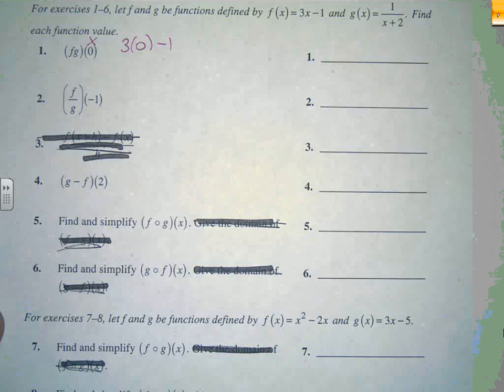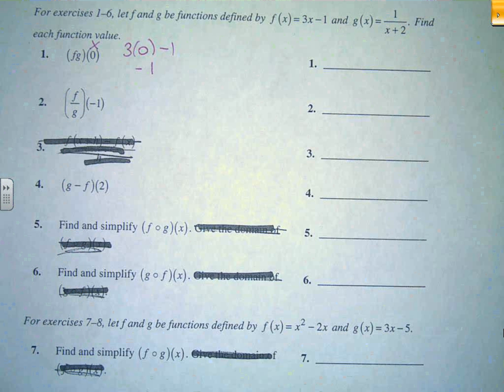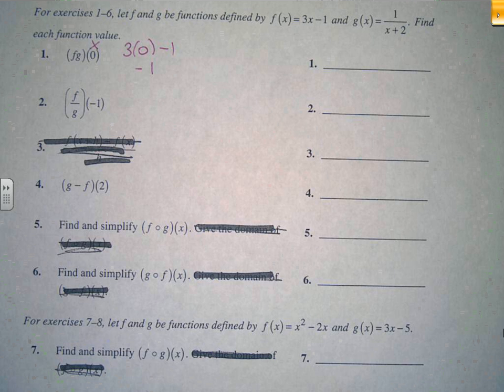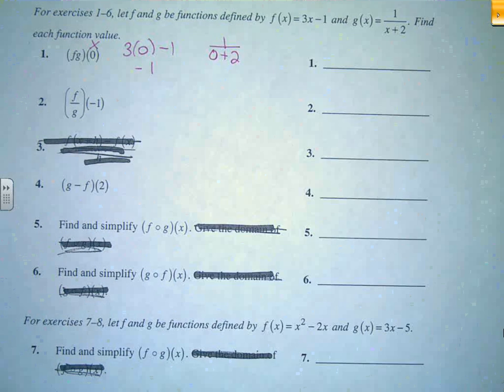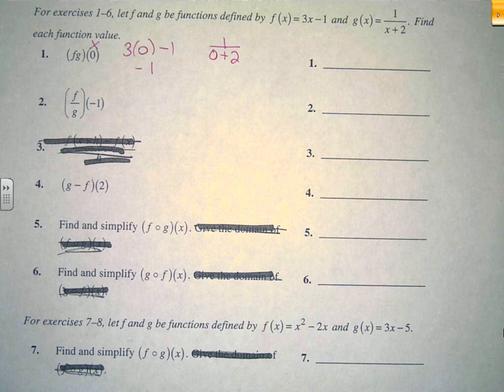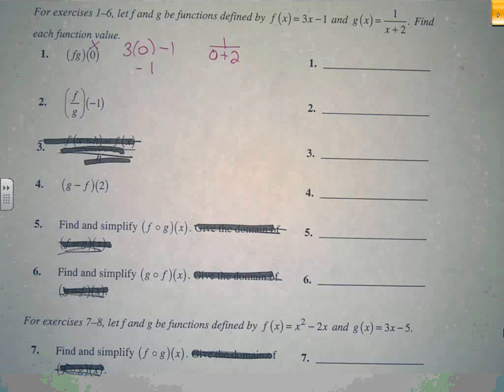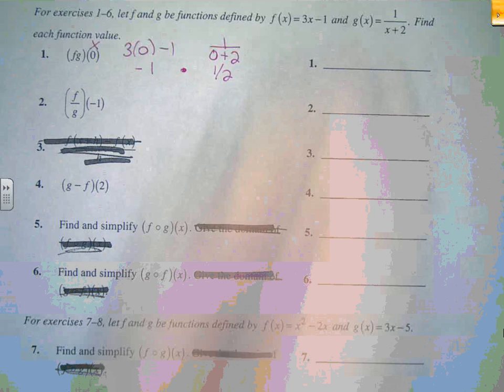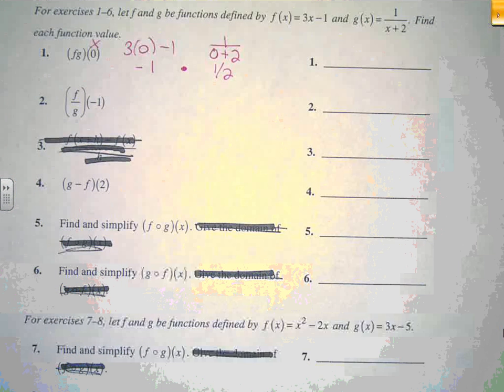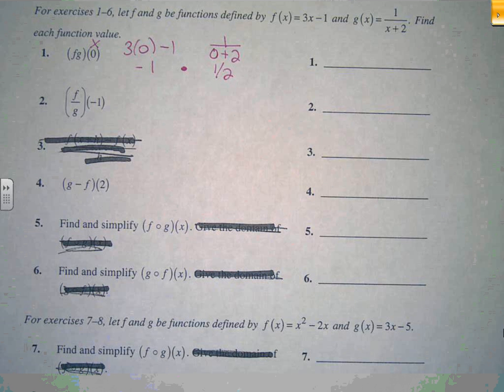And that gives you -1. And then plug in 0 for the g of x. What does that give you? Yeah, 1/2. And then since we're multiplying, you just multiply the two. So -1 times 1/2, -1/2.